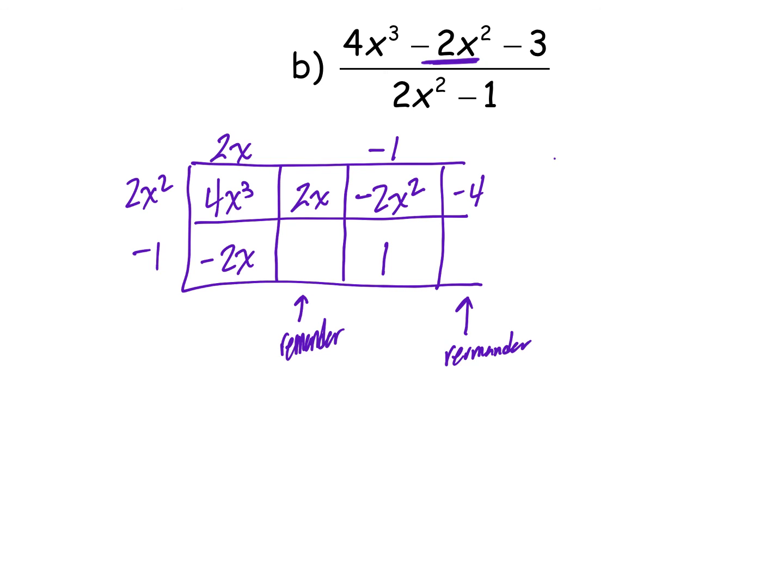So my answer to this one is 2x minus 1 plus, oh, no, it's positive 2x. Sorry. Positive 2x minus 4, so 2x minus 4 divided by 2x squared minus 1. So see, it's just a little more complicated because it has that gap in there. It just means I have more of a remainder. Does that make sense? Okay.